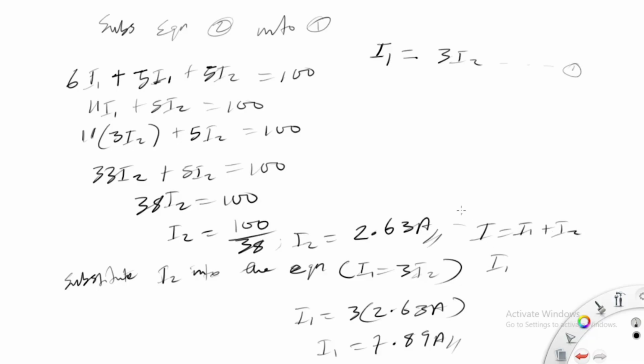So I now, let's add it. I now is equal to 7.89 plus 2.63. So I now is equal to what? 10.52 amps. So this is our branch current.